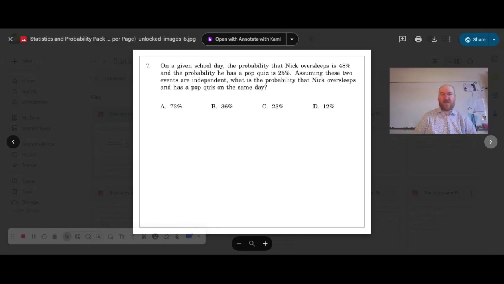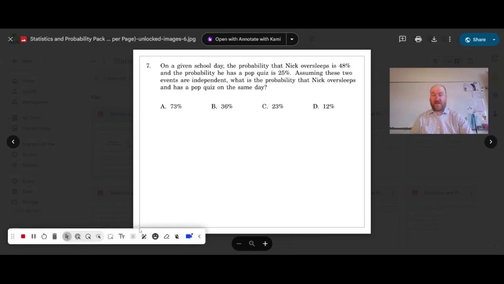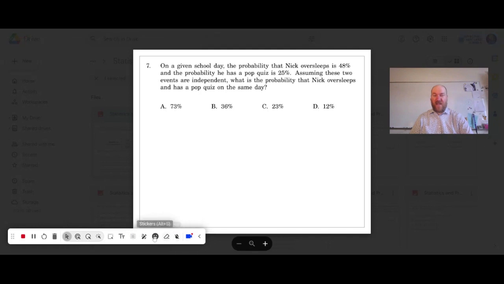Number 7, on a given school day, the probability that Nick oversleeps is 48%. And the probability he has a pop quiz is 25%. They probably don't need to say this sentence, but these two events are independent, meaning one of those things does not impact the other. His teacher doesn't see that he's absent and give a pop quiz, right? These two things have nothing to do with each other. It says they're independent. What is the probability that Nick oversleeps and has a pop quiz on the same day?